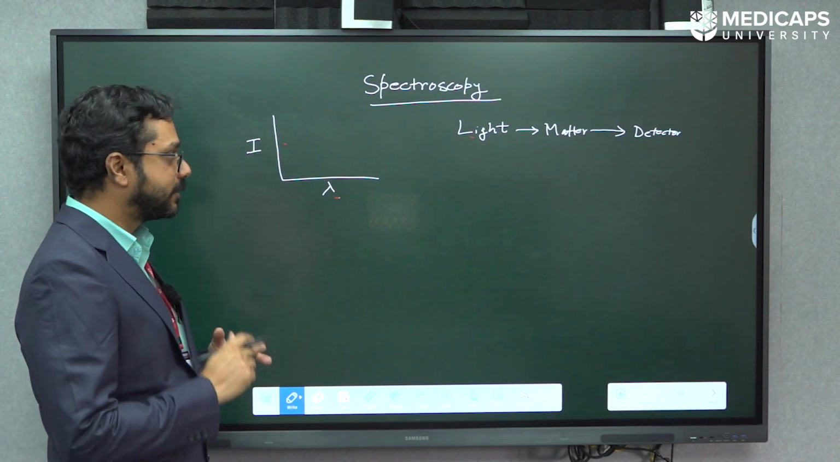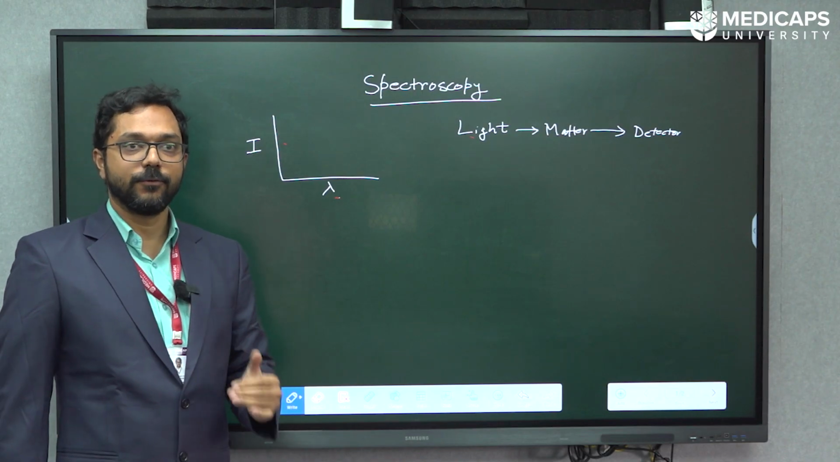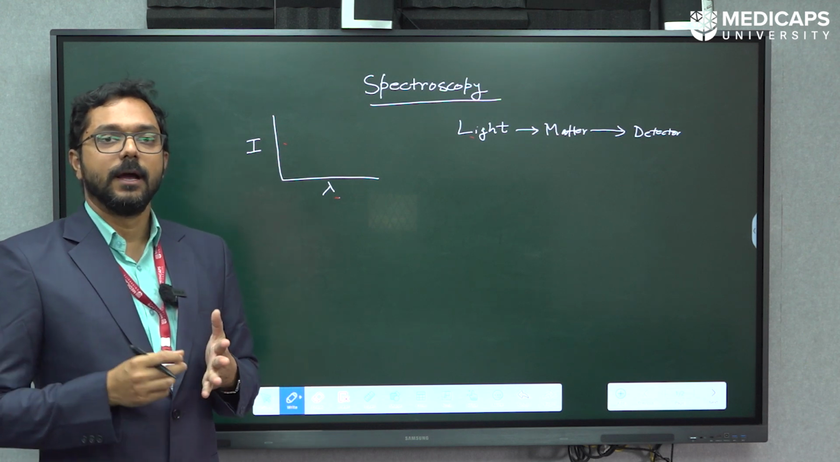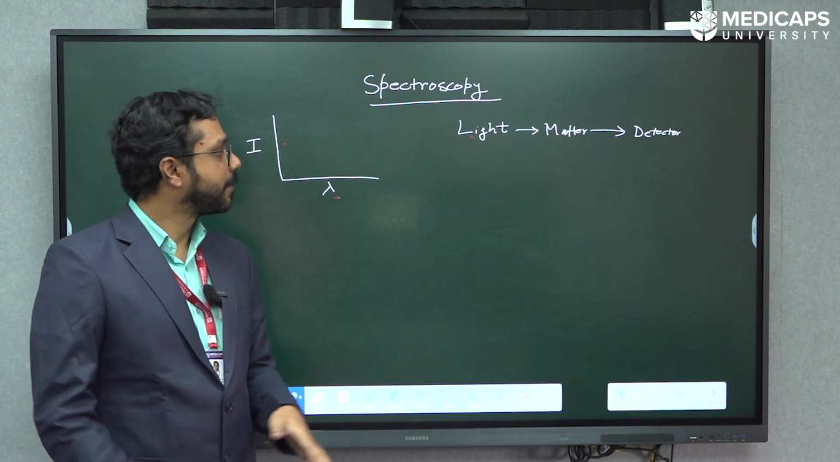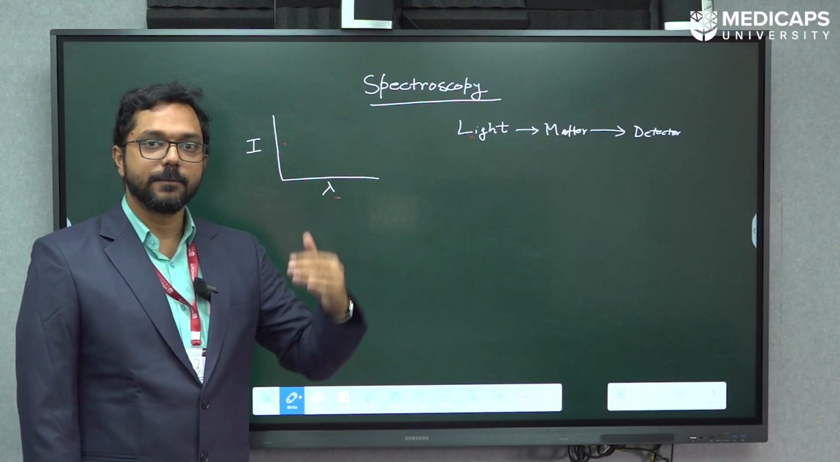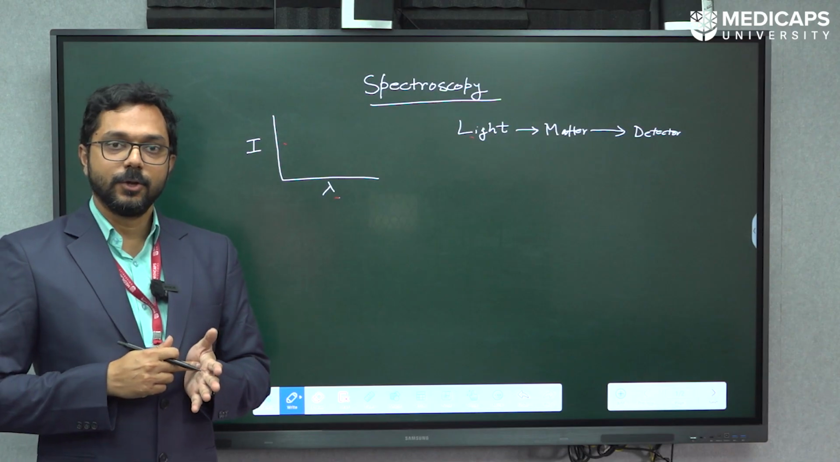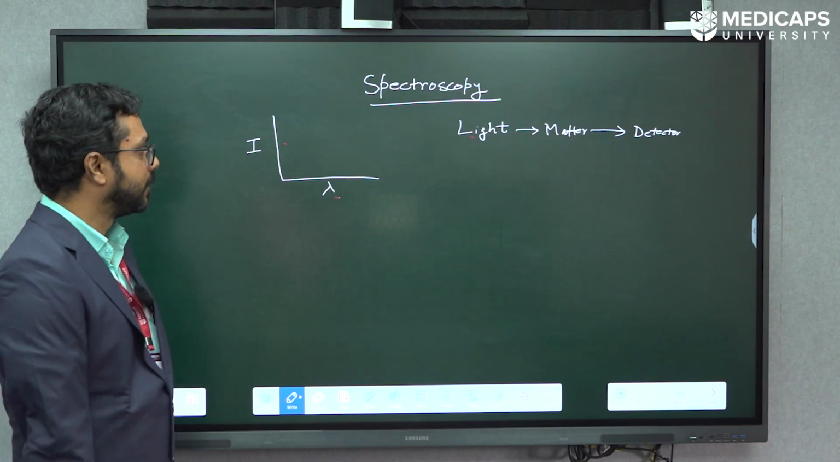So you need a light source. Then the light will fall onto matter. Matter might be a molecule, a liquid, a solid, or an atomic state, like this. And then after the interaction, there will be a detector. In the detector, you will detect the scattered light or the emitted light.